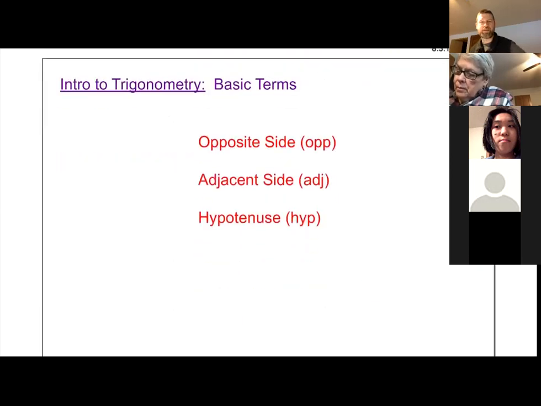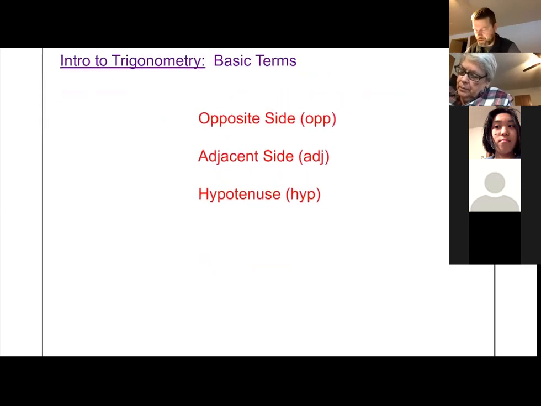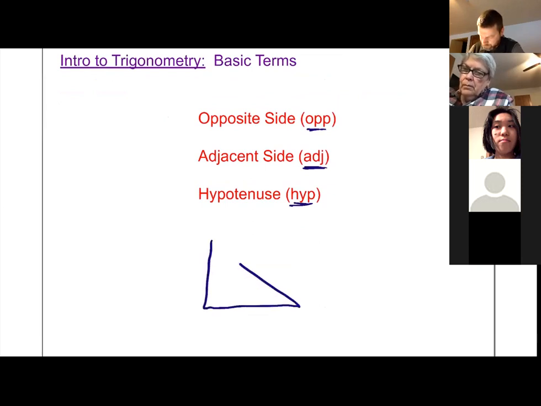All right, so there are some basic terms you're going to need for trigonometry. In a right triangle, there's what's known as the opposite side, which I'm going to abbreviate with OPP, the adjacent side, which is ADJ for adjacent, and the hypotenuse, HYP. That's for right triangles. Now, in a right triangle, the hypotenuse should be one we know. We might have heard of that before. Anybody know which side in a right triangle is the hypotenuse?